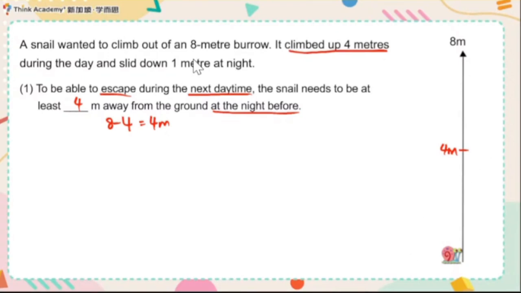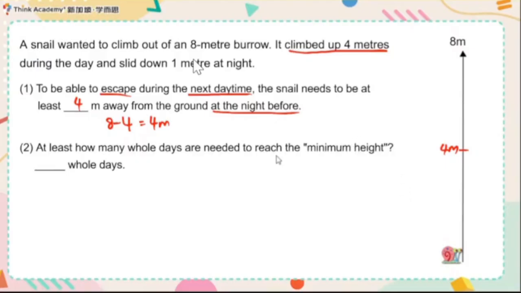But if I fall below the 4 meter mark, then I can't escape in time during the next daytime because 8 meters is too far for me. Right, so I need to be at least 4 meters away. The snail needs to fall after it climbs 4 meters, right? If it's within 4 meters, I'm fine. Now, this is the minimum height, right? The minimum height is 4 meters.